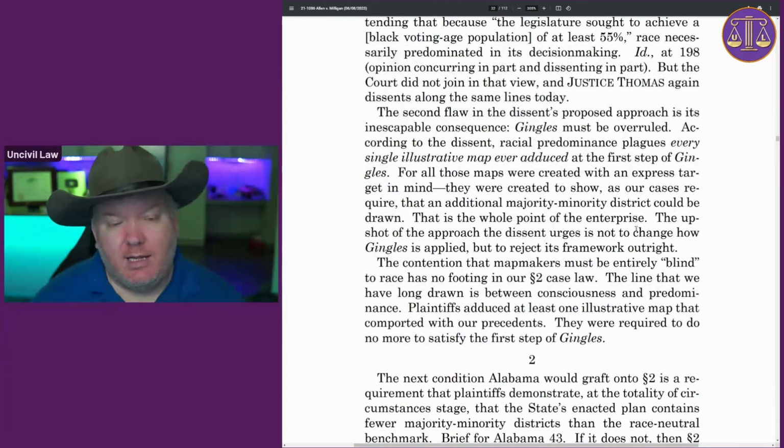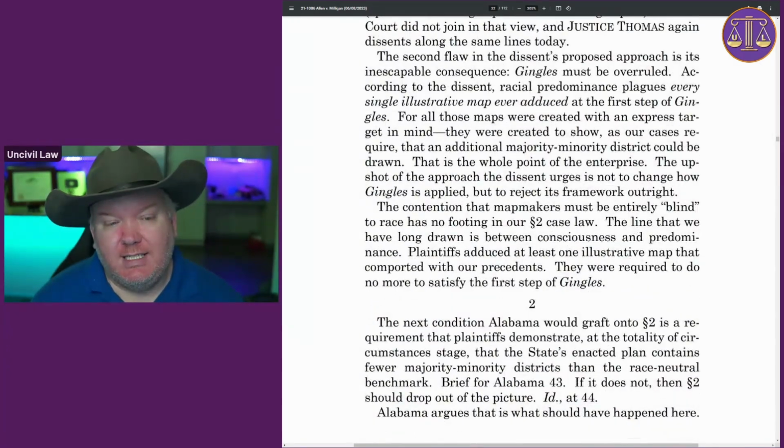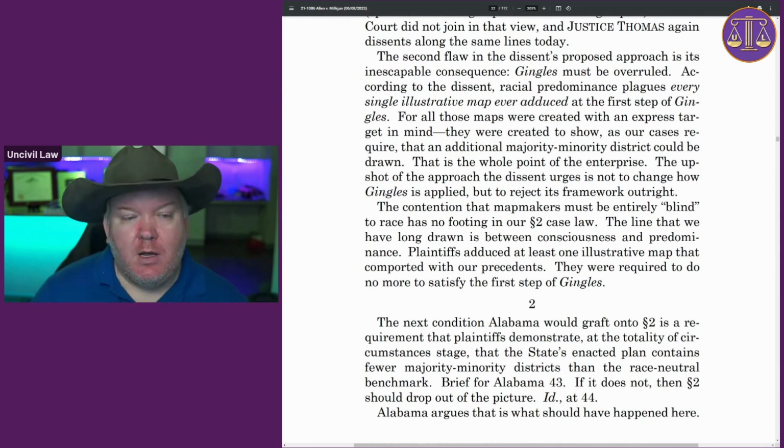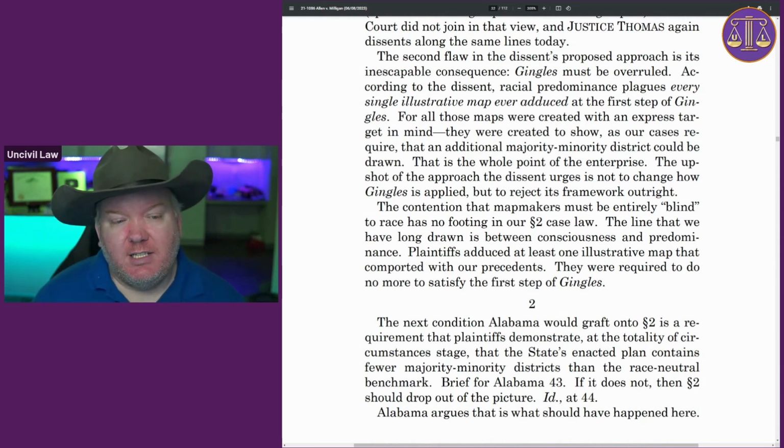The second flaw in the dissent's proposed approach is the inescapable consequence. The prior case must be overruled. According to the dissent, racial predominance plagues every single illustrative map ever offered by plaintiffs at the first step of the analysis. For all those maps were created with express targets in mind. They're created to show, as our case law requires, that additional majority-minority districts could be drawn. That's the whole point of the enterprise.